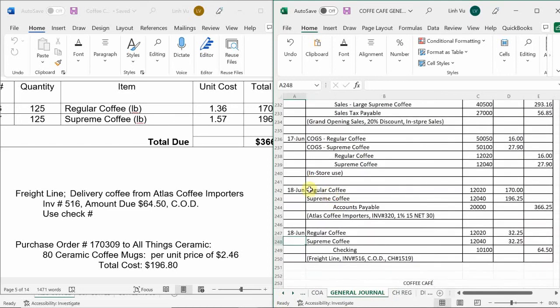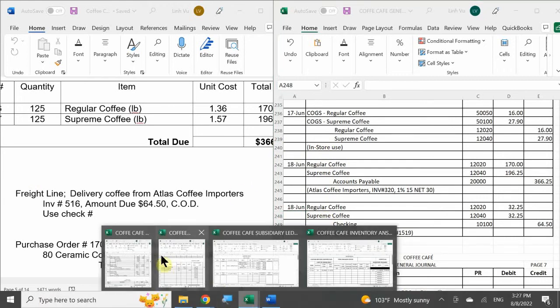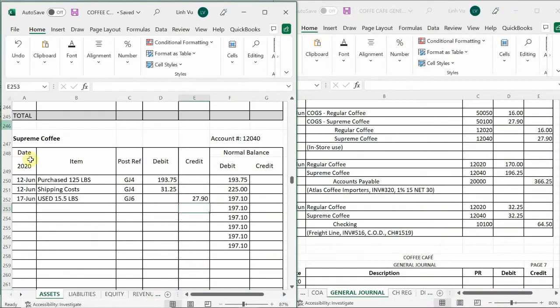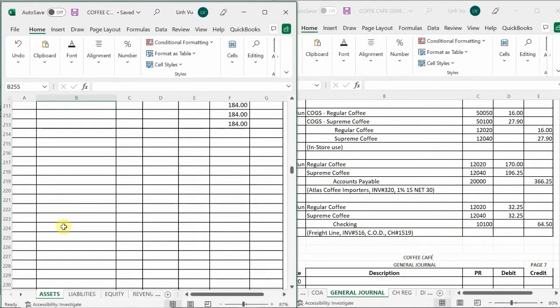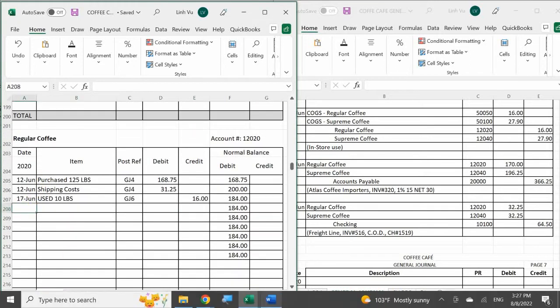So we have 2 transactions that we're going to be journalizing. So ledgering. So off we go. And go back up to the regular coffee. Okay, here we are, regular coffee. On the 18th, purchased 125 pounds.